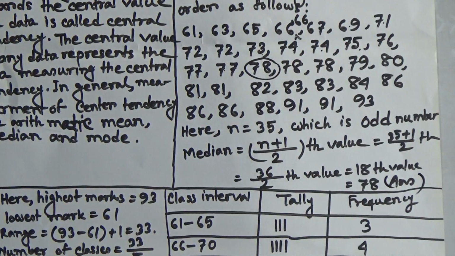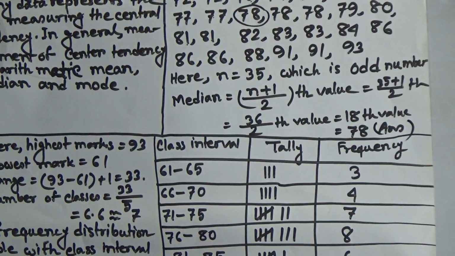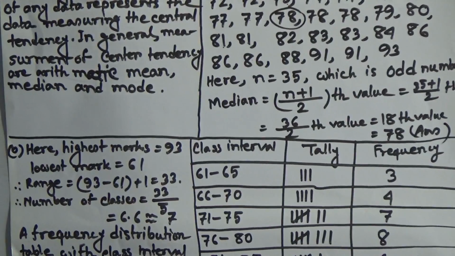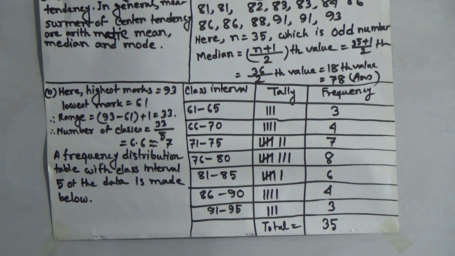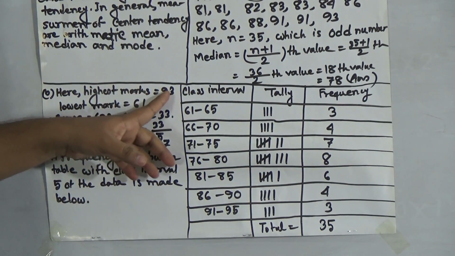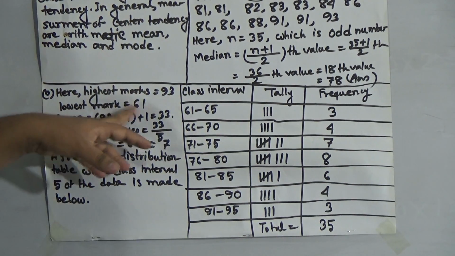Okay, as ascending order is done, now it is easier for you to solve question number B. We want to make a frequency distribution table. In order to make it, at first we need to write which one is the smallest mark and which one is the largest mark. Here you notice highest mark is 93 and lowest mark is 61.